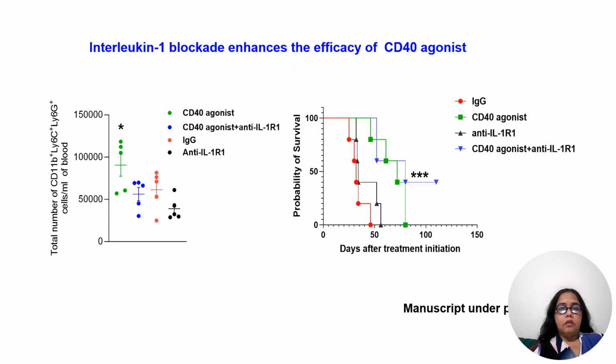Similarly to melanoma, we found that CD40 agonists induced PMN-MDSC in tumor, and blocking the interleukin-1 pathway with CD40 agonists reduced the number of PMN-MDSC in tumor. And then we found anti-interleukin-1 receptor antibody enhances the efficacy of CD40 agonist.